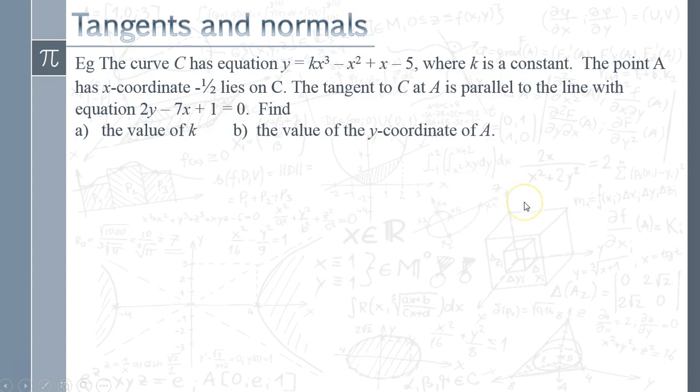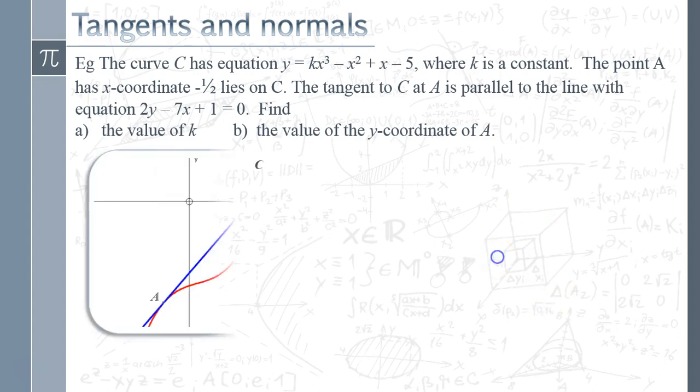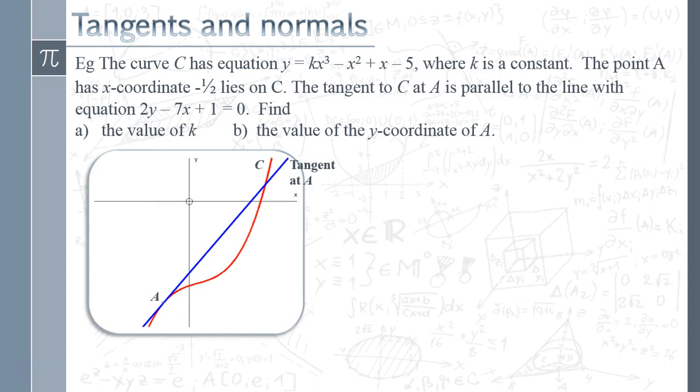Now, with all these questions you get a whole load of writing, and it's a question of trying to figure out what is going on, so it's always a good idea to have a diagram. Nine times out of ten, you'll get that diagram given on the exam paper for you. But there we go. So what we've got is our curve C, which is the red line, and our tangent at the point A, where the x-coordinate is -1/2. And what we're being told is that the tangent there has the same gradient as our purple line. So we've got to work out the value of k.